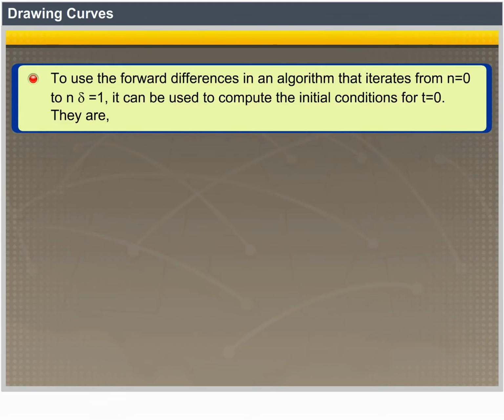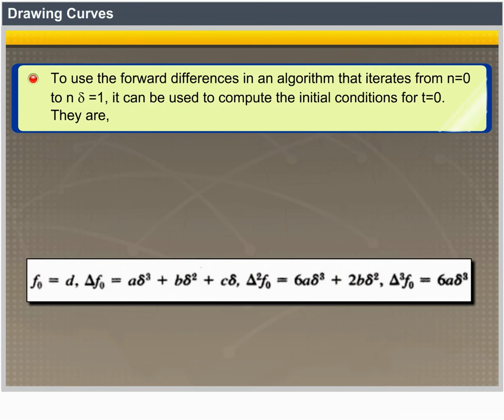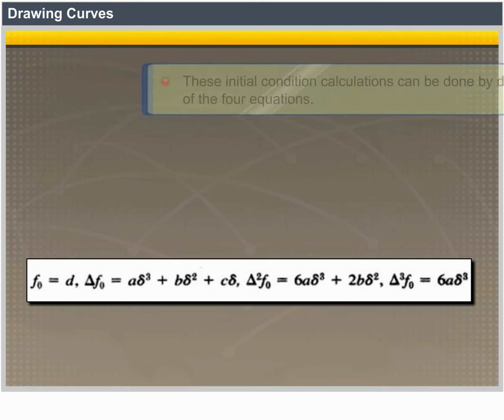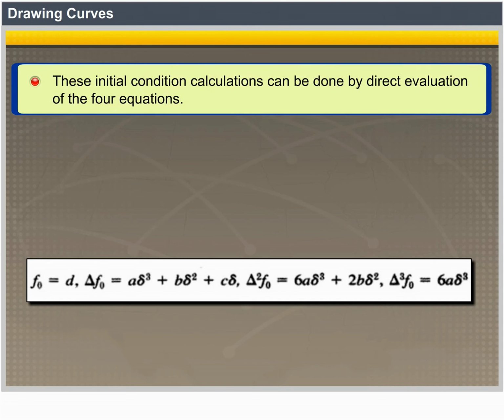To use the forward differences in an algorithm that iterates from n equals 0 to n equals 1 over delta, we compute the initial conditions for t equals 0. They are f naught equals d, delta f naught equals a delta cubed plus b delta squared plus c delta, delta squared f naught equals 6a delta cubed plus 2b delta squared, delta cubed f naught equals 6a delta cubed. These initial condition calculations can be done by direct evaluation of the four equations.